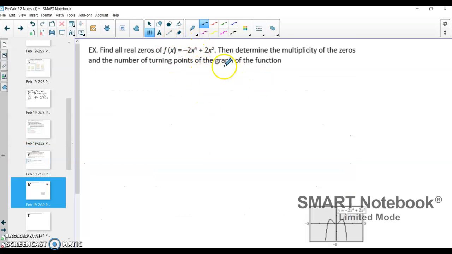So here we have our function, and we need to factor this function to figure out where it's going to be equal to 0, and what the multiplicity is when we have it equal to 0.